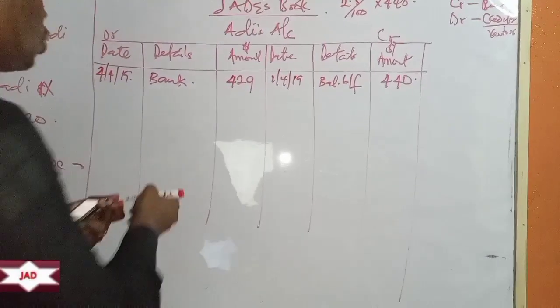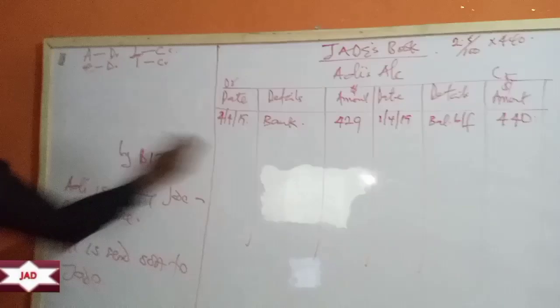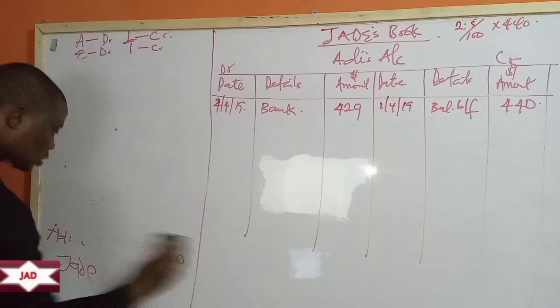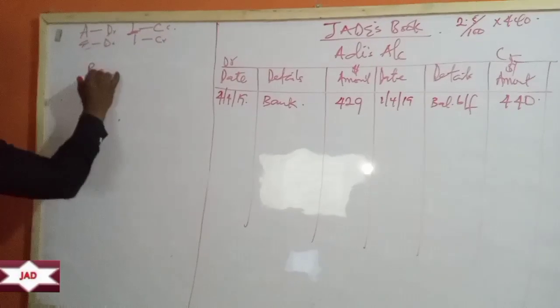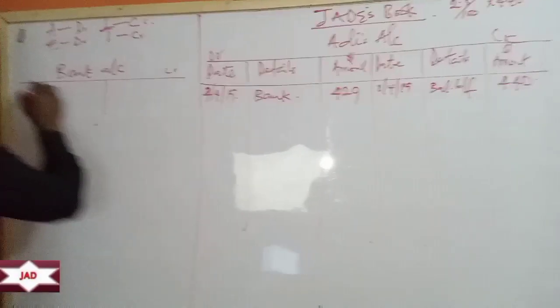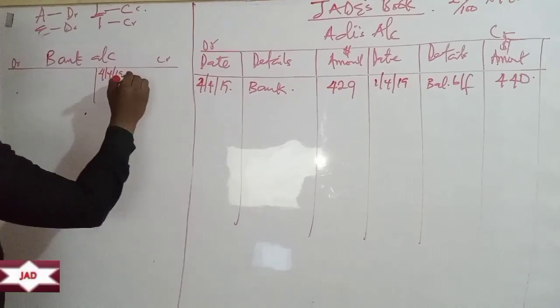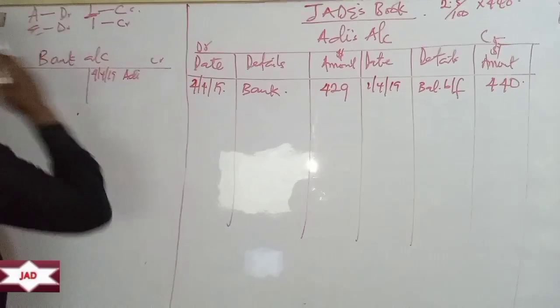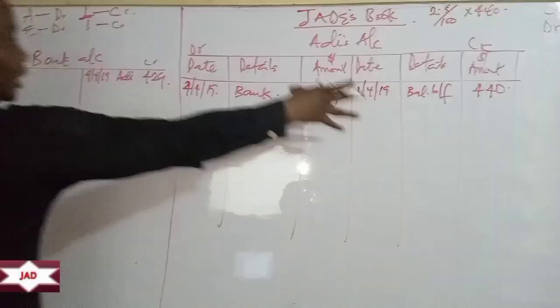So basically, what will happen? You're crediting, so this is more like our bank account now. Bank account, so we're crediting bank. So that'll be 4th April 19. So we're going to say Adi, how much? 429. Credit bank, debit Adi.